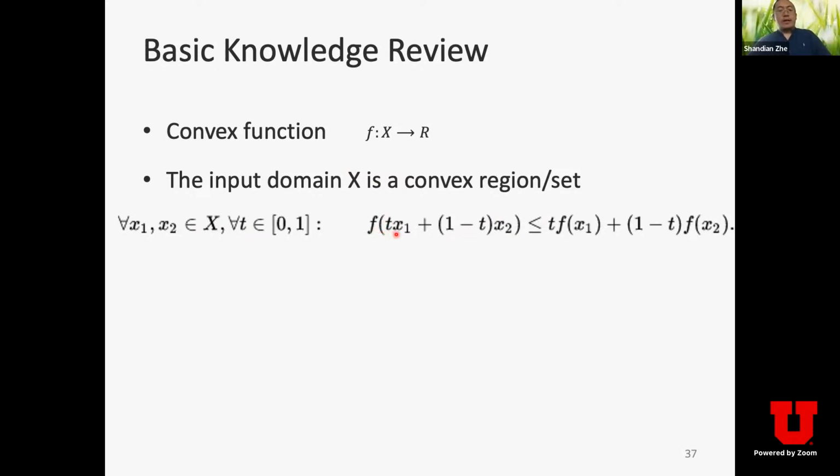That is, if we first take a linear combination of x1 and x2 in terms of this t, where t is between 0 and 1, and then evaluate the function at this combination of the inputs, this value will be no bigger than if you evaluate x1 and x2 with the function f, then take the linear combination according to t. On both sides, they're doing the same kind of linear combination according to t. The difference is that on the left-hand side, I first do the linear combination on the inputs x1, x2, then I apply the function. On the right-hand side, I first apply the function to x1, x2, and then do the linear combination according to t. A convex function means that the left-hand side must always be less than or equal to the right-hand side.